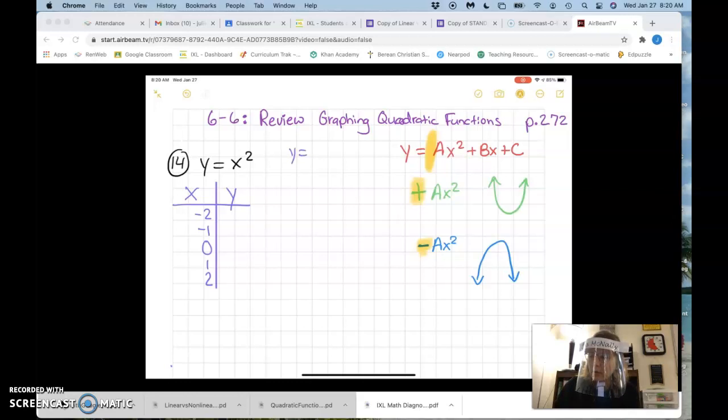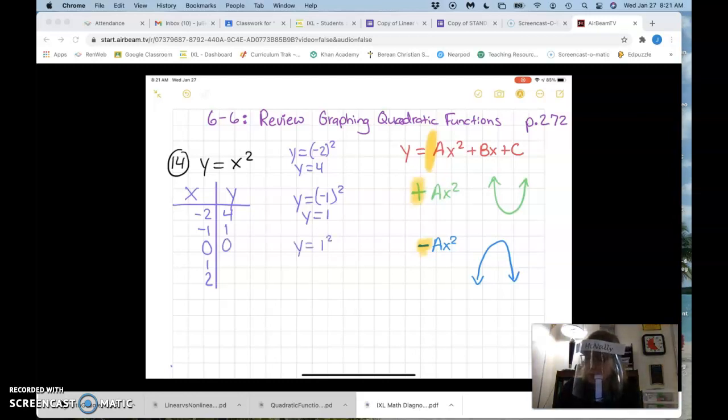So y equals -2 squared, y equals -1 squared. Y just is going to equal 0 there. Y equals 1 again. And I can see that this is going to mirror around the 0. And then if I have 2 squared, I have 4 again. Okay? So those are my points. Now I'm going to graph it.